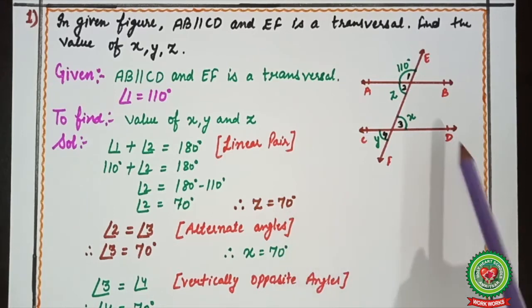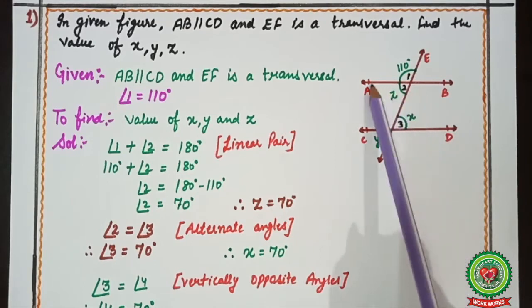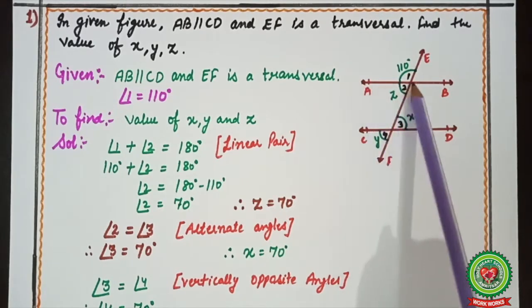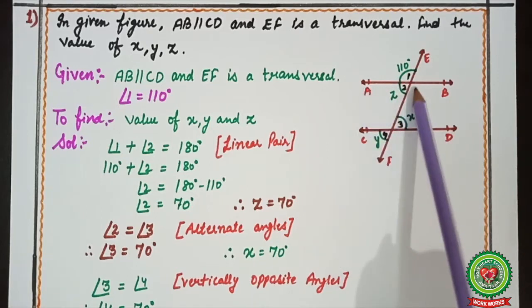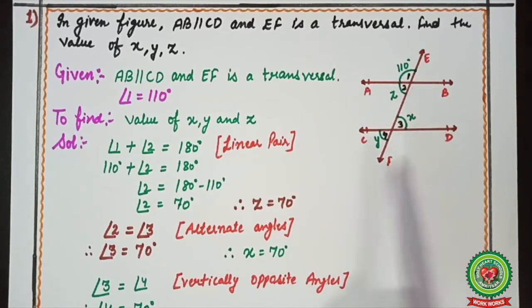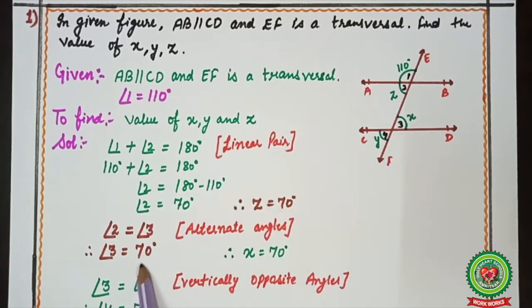Now we will talk about angle 3, that means X. Now you can see which shape is forming here. Which alphabet can you see here? This is the shape of Z, right? In Z, which type of angles form, students? You know this, that is alternate angles, right? So angle 2 will be equal to angle 3, that means alternate angles are there. Therefore angle 3 is equal to 70 degrees. Therefore we have found the value of X is equal to 70 degrees.